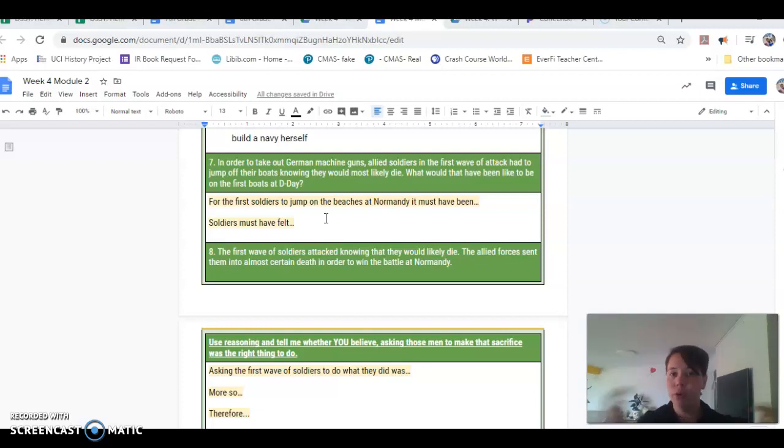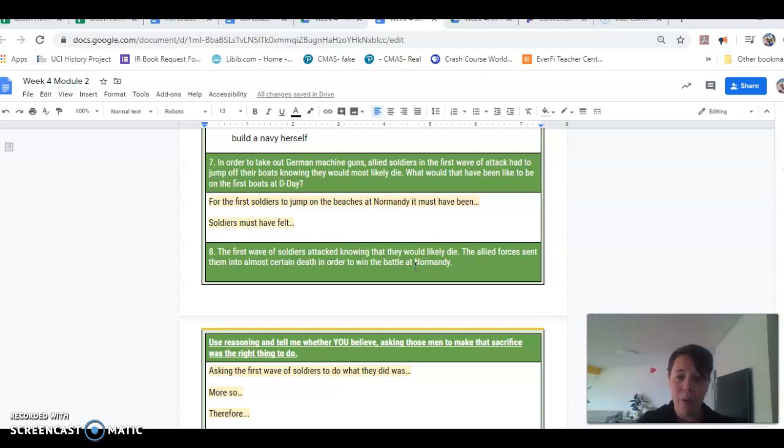So this is not like prove evidence. This is just put yourself in the place of a soldier who's getting off of a boat to run up a beach knowing that you will likely die. The first wave of soldiers attacked knowing that they would likely die. The Allied forces sent them into almost certain death in order to win the battle at Normandy.